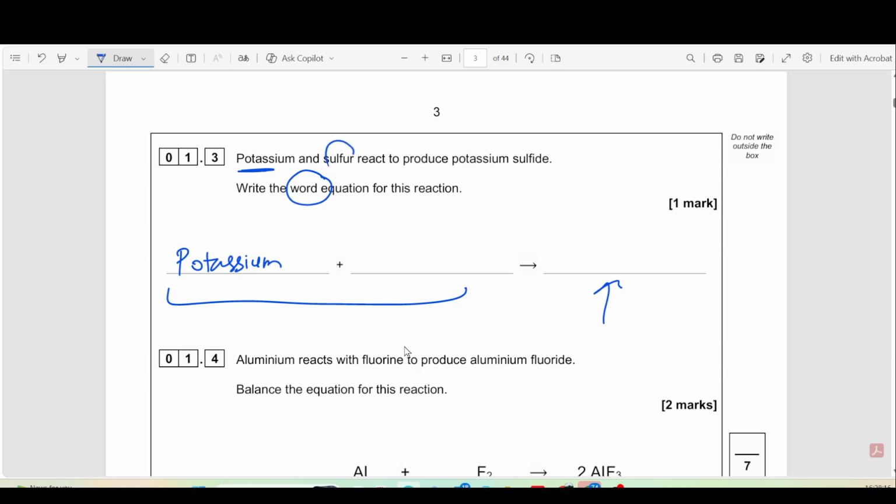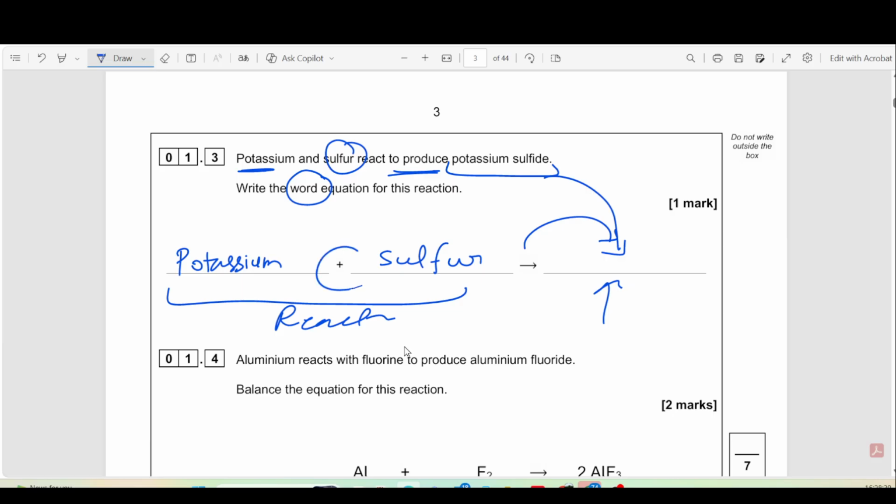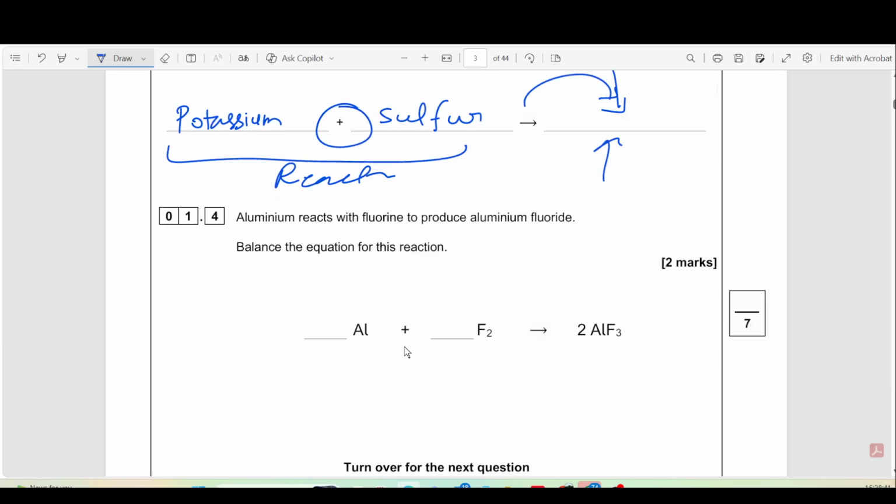What is it reacting with? Sulfur. So we'll write sulfur here, and it produces what? Potassium sulfide. So we can write potassium sulfide here, and that's it. This arrow shows the substance produced, and the substances we start with are called reactants. So these are reactants and this is the product. You should know this. This arrow means they are producing this. This plus means they both are reacting. Okay.